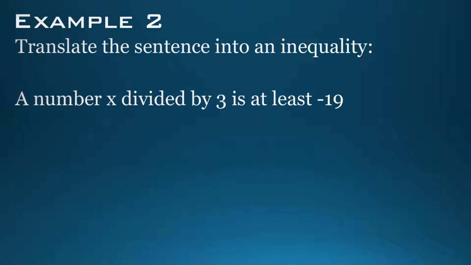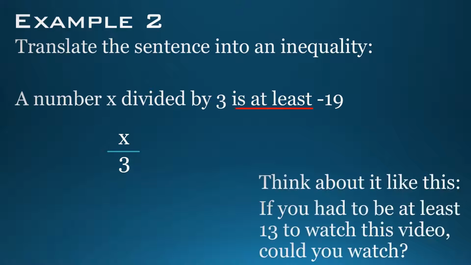Alright, let's look at example number 2. Translate the sentence into an inequality. The number x divided by 3 is at least negative 19. So we have a number, which is x, it's being divided by 3, and it's at least negative 19. Oh, so there's one that we have to look at: at least.